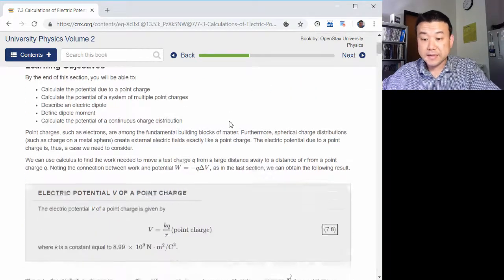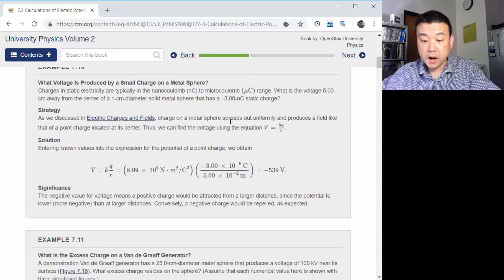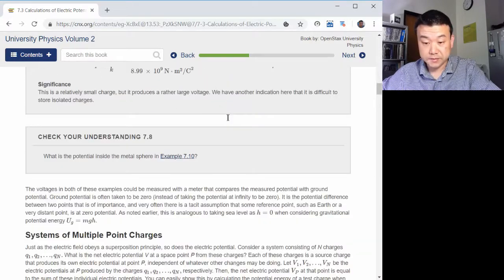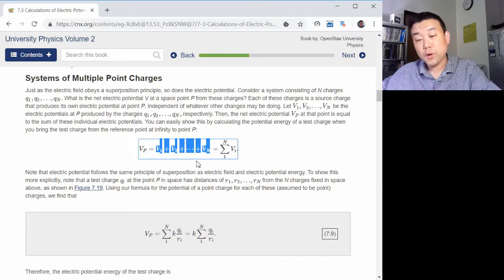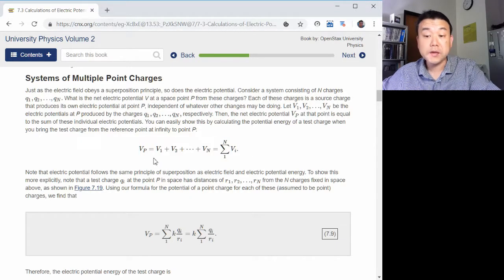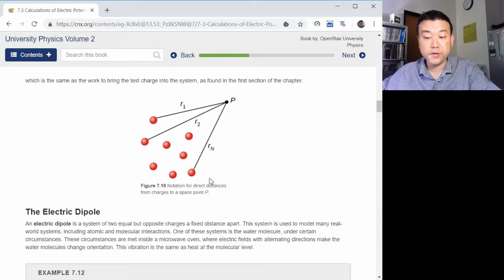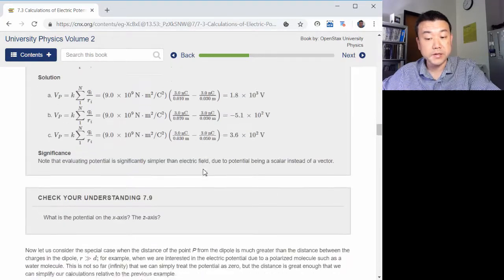So what the examples in this section are showing is the superposition principle. If you have a system of multiple point charges, the voltage at some point P is simply the sum of the voltage due to each of the charges in the system. Now, here's one really nice thing about potential, is that like with energy, it's a scalar quantity. So when you're adding all these contributions, you don't have to worry about direction. And in fact, that will be highlighted throughout the examples that you will see in this section.